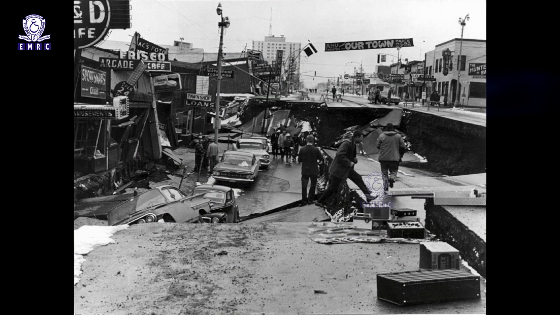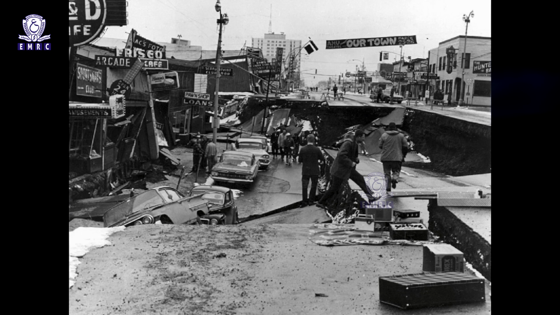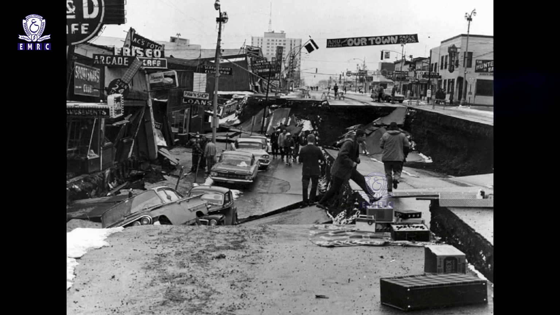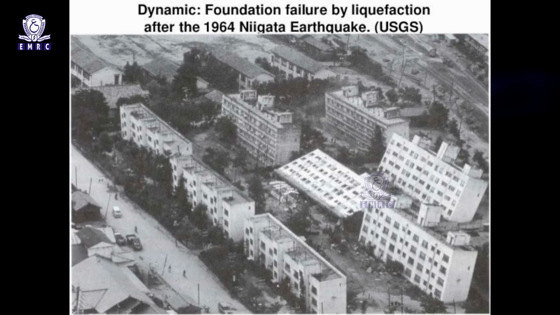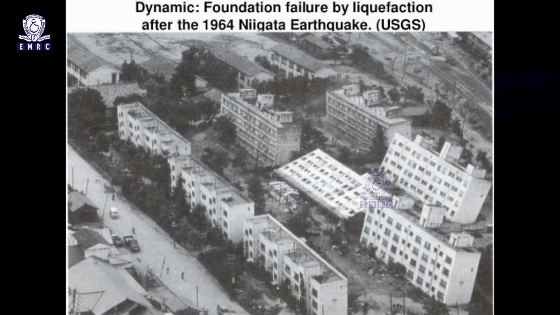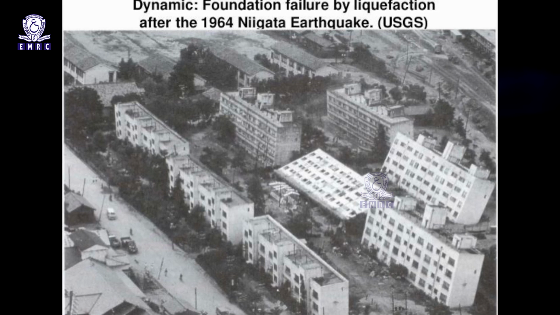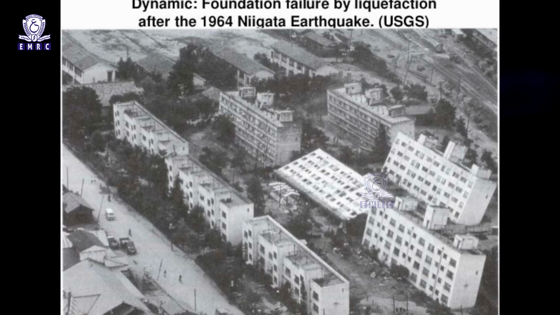During the 1964 Alaskan earthquake, soil liquefaction caused sinking of several buildings. During the 1964 earthquake in Niigata in Japan, due to liquefaction, several buildings leaned and toppled down sideways.